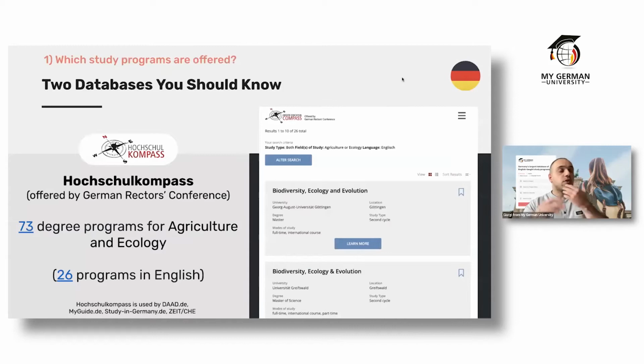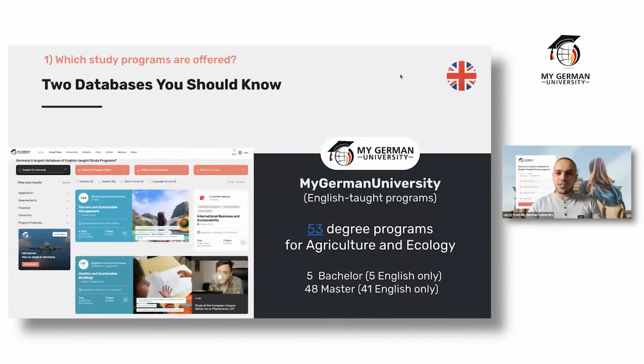For those who are interested in German-taught study programs, my first advice would be to check out the Hochschulkompass. I think you will be able to find some interesting programs for agriculture and ecology taught in German. But if you are more into English-taught study programs, then MyGermanUniversity and our study finder should be your stop. Here we have, as you can see, over 50 degree programs for agriculture and ecology.